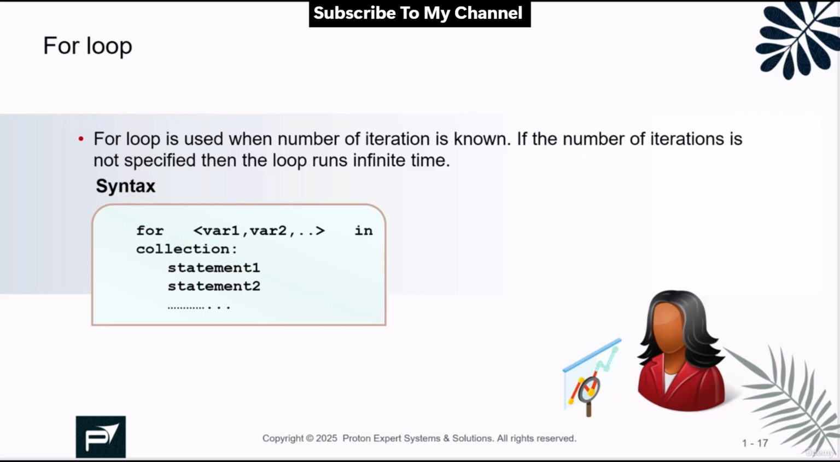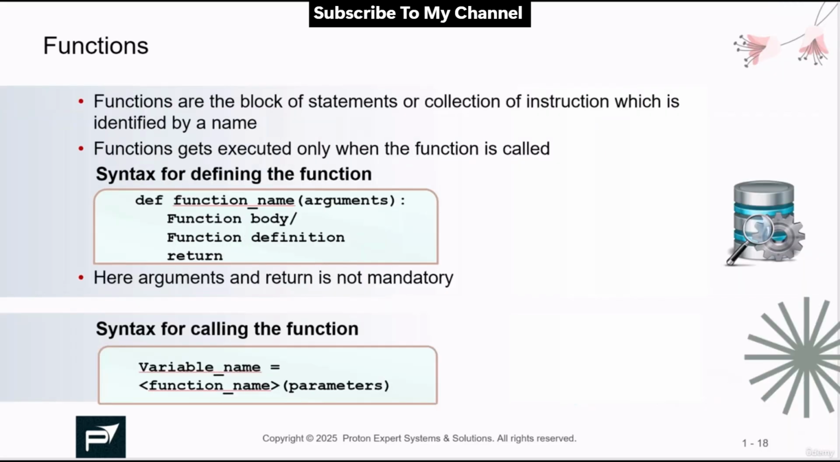The next topic is functions. Let's see what functions are. Functions are blocks of statements or collections of instructions which are identified by a name. Functions get executed only when the function is called. So what is a function call? It is the process of sending the control from the main space to the function body for the execution of the instructions that are present inside the function body.